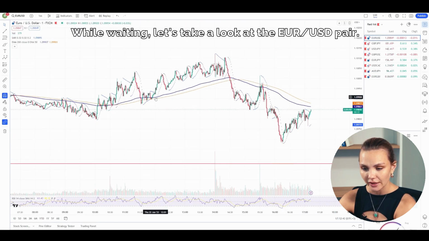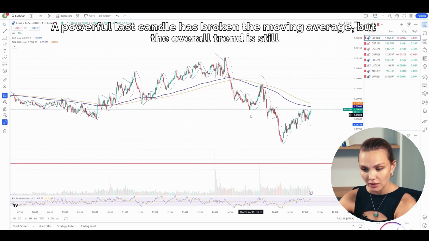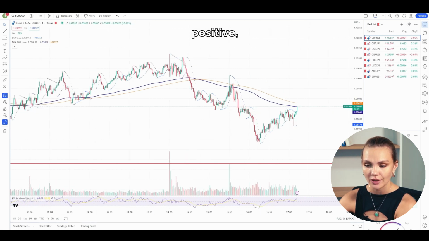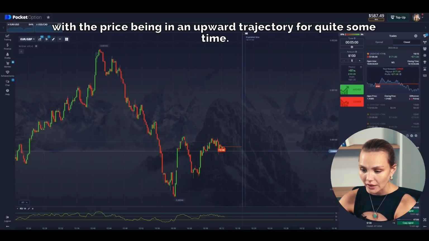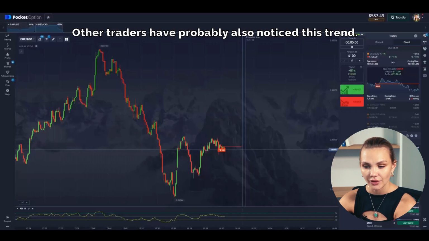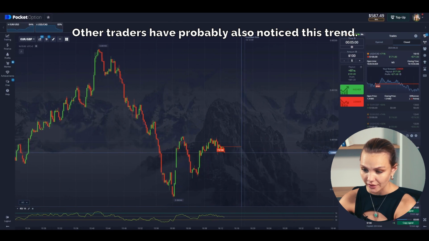While waiting, let's take a look at the euro and US dollar pair. A powerful last candle has broken the moving average, but the overall trend is still positive, with the price being in an upward trajectory for quite some time. Other traders have probably also noticed this trend.